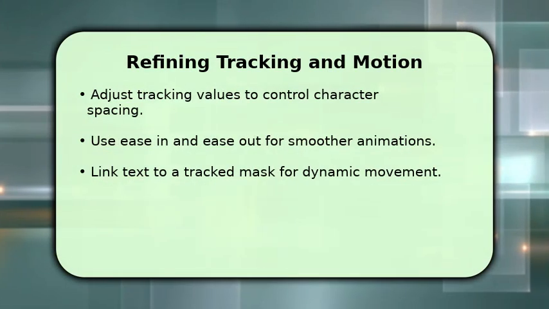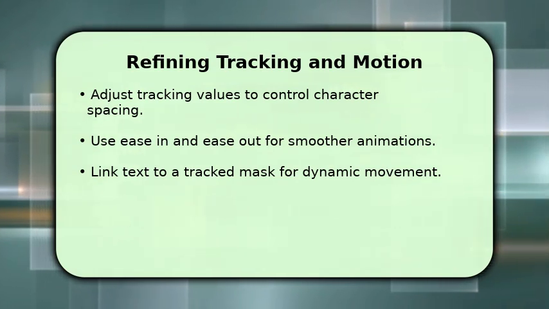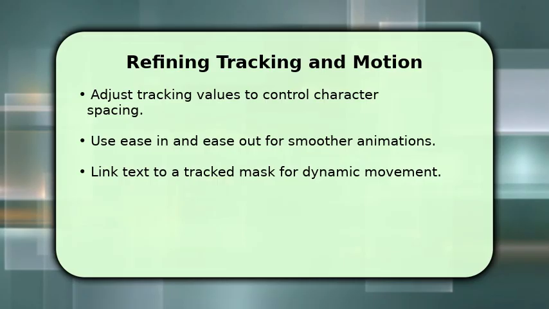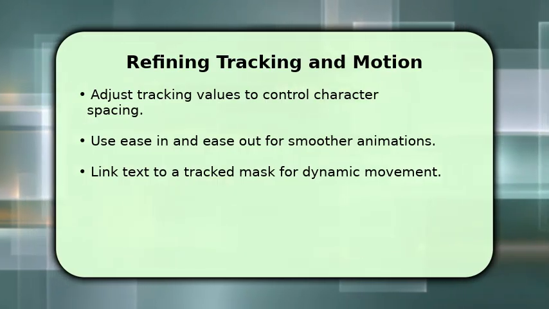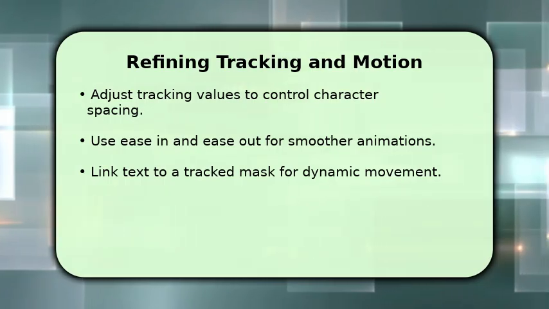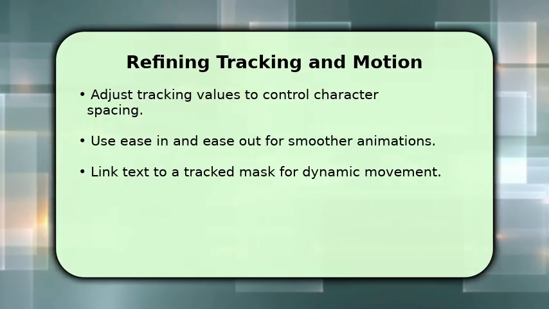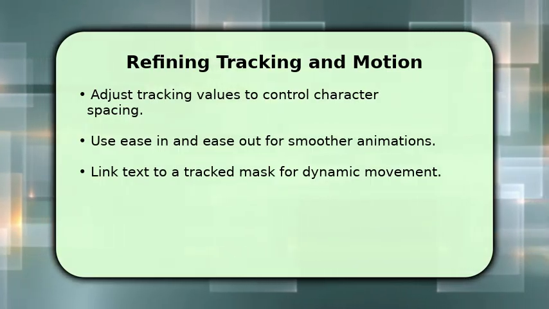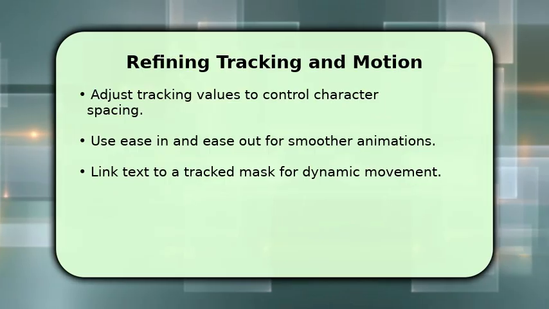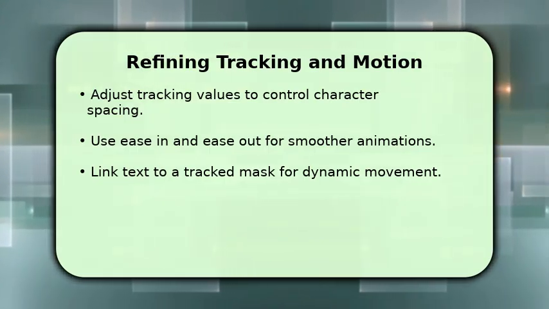Now, let's refine the tracking. In the Effect Controls panel, adjust the tracking value to increase or decrease the space between characters. For smoother motion, right-click on your keyframes and apply Ease In or Ease Out interpolations. You can also link your text layer to a motion-tracked mask from another clip, making your text follow an object's movement. Experiment with different tracking amounts to achieve your desired visual effect.